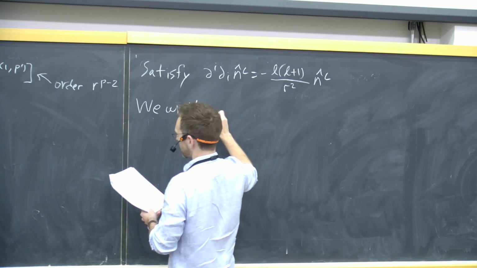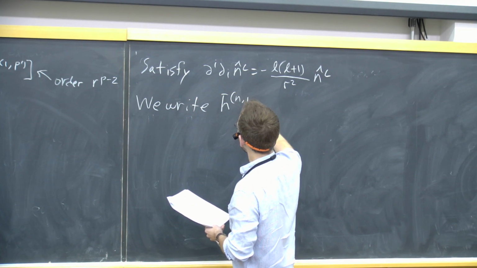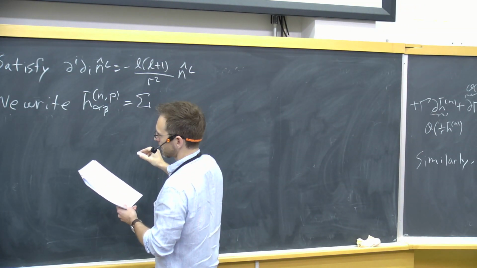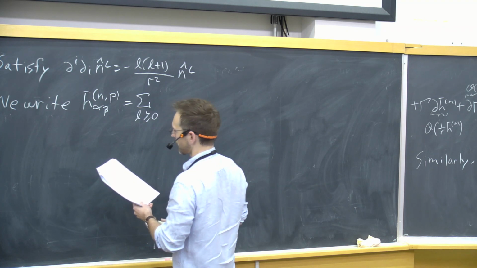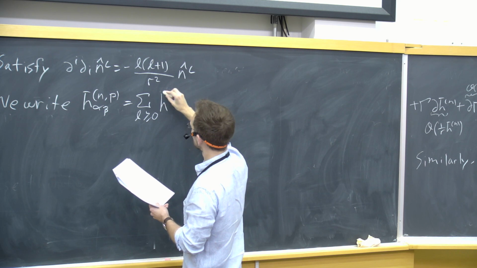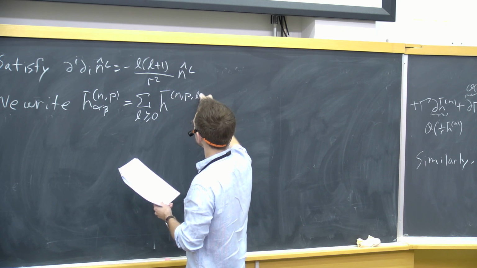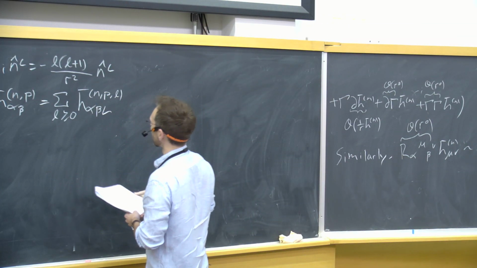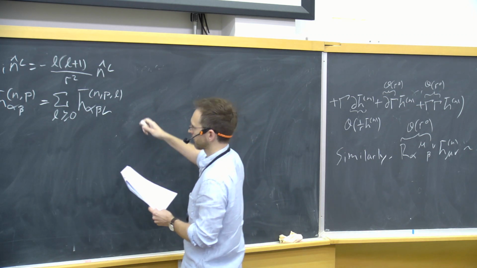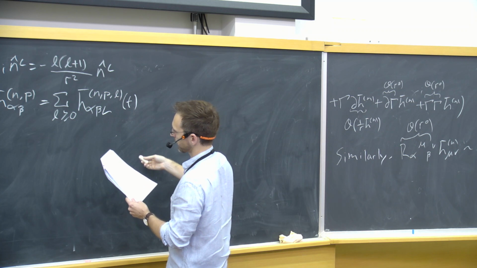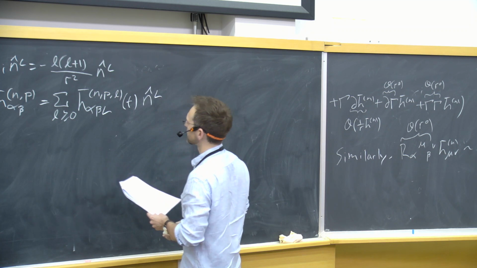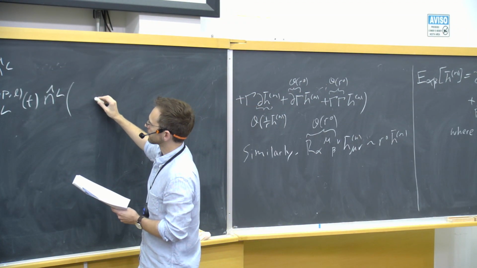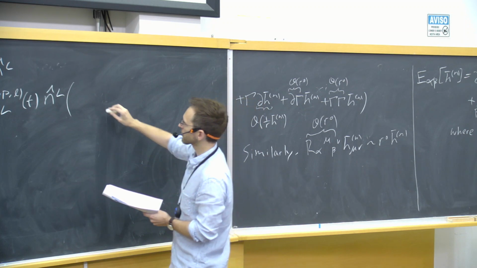So now we write each of these coefficients, h bar n p, as a sum over these n hat L's. So we'll add another index. So I've got n p L, alpha, beta, and this now has L more indices. This is a function of t only, and then it's contracted with n hat L. So this is equivalent to an expansion in spherical harmonics.